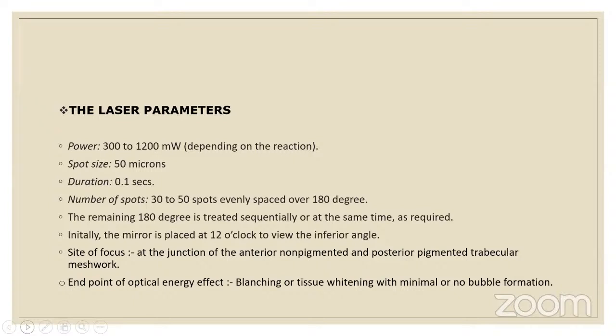Initially, the gonioscope mirror is placed at 12 o'clock for the inferior angle view. The site of focus is at the junction of the anterior non-pigmented and the posterior pigmented trabecular meshwork. An endpoint of the optical energy effect is blanching or tissue whitening with minimal or no bubble formation.